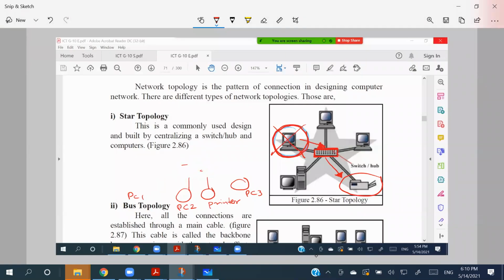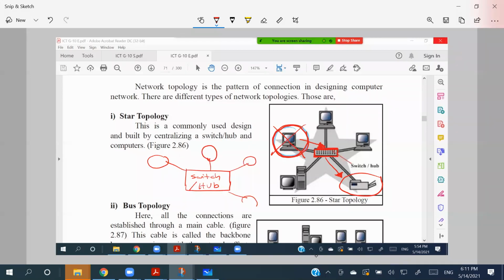And when you are drawing the diagram, you can draw it in the way I'm going to draw it here. Right, so this is a switch or a hub. You can indicate the devices using circles, and it's better you name those things: PC1, printer, PC2, PC3, PC4, and PC5. Right, let me know when you are done.